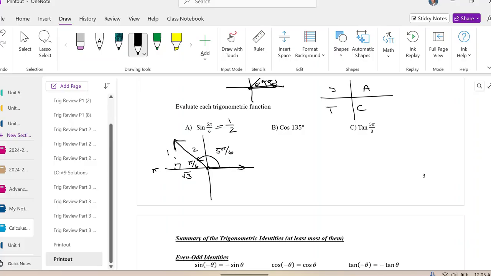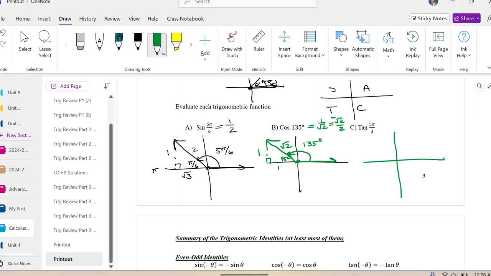In what quadrants? Cosine 135 is also in the second quadrant. Now 180 minus 135 gives us 45, and that means it's a 45, 45, 90 triangle, which means the x is 1, the hypotenuse is rad 2. If you rationalize it, you get rad 2 over 2, or the r is rad 2. And since it's second quadrant, it would be negative.